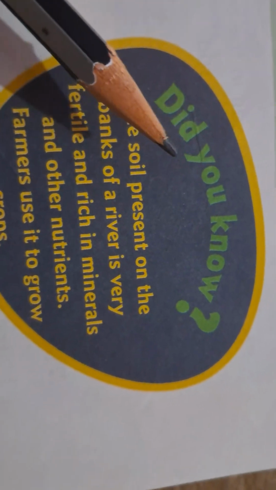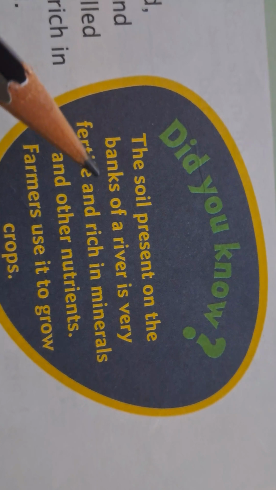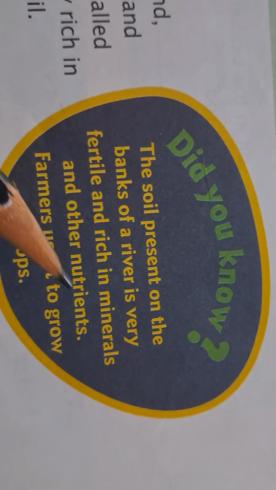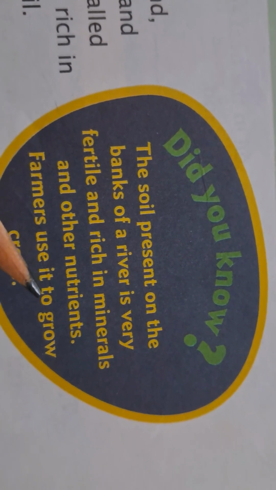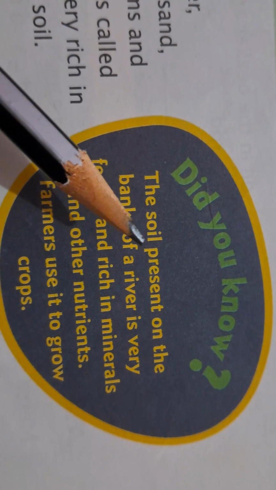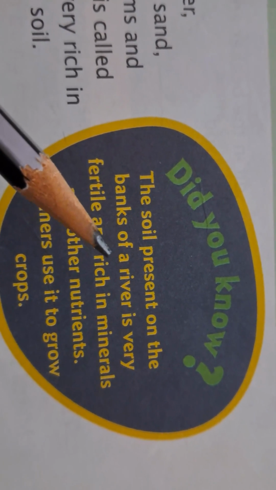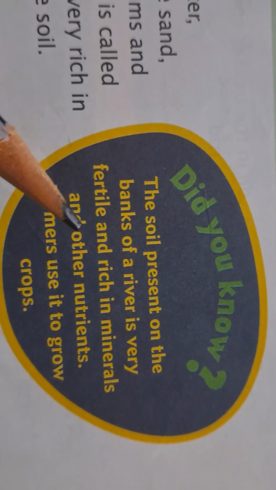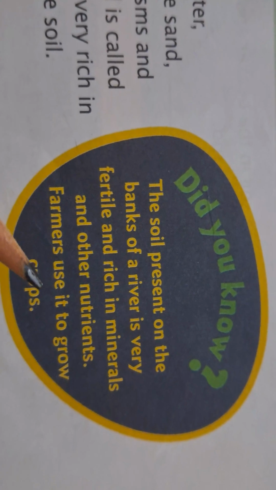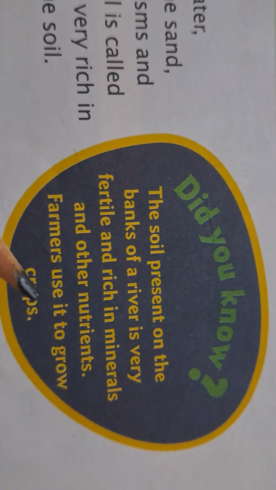Yeah, what they gave in "Did you know?" Listen. The soil present on the banks of a river is very fertile and rich in minerals and other nutrients also. Farmers use it to grow crops. So wherever the rivers are, near that river we have what? Fertile soil, and that is rich in minerals also. That's why farmers used to grow crops in those particular areas.